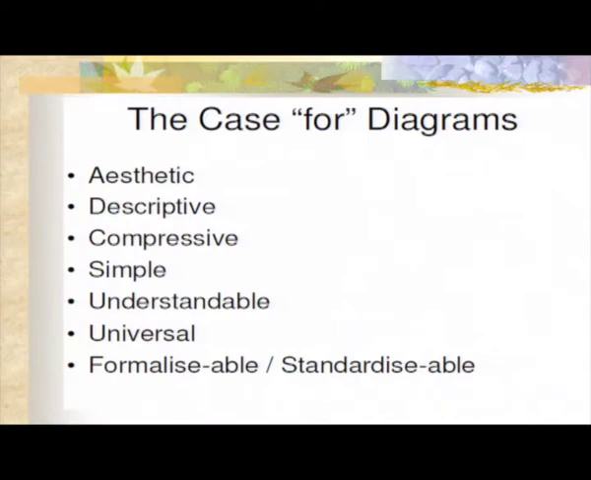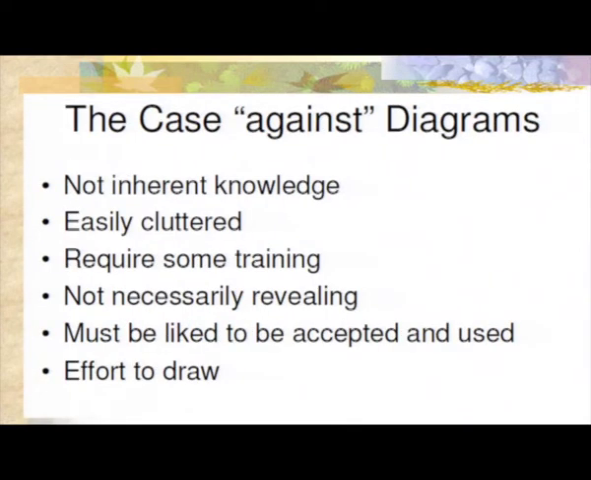Aesthetic, descriptive, compressive, simple, understandable, universal, formalizable, standardizable. That is the case for diagrams. Again, all diagrams do not necessarily mean they are better than 1000 words. Diagrams that befit such descriptions usually are much better than 1000 words. If you can arrive at those diagrams, then yes, you are telling exactly what is on the mind without becoming verbose.